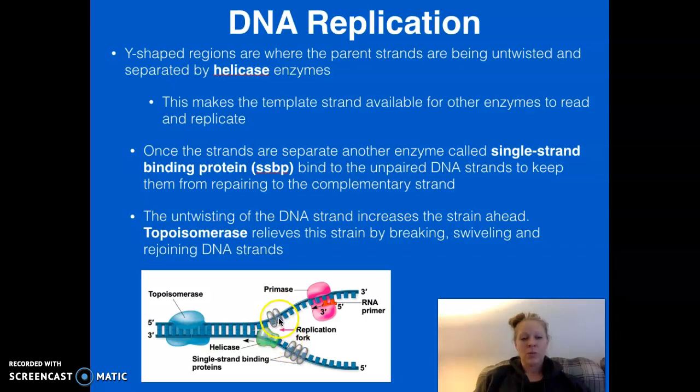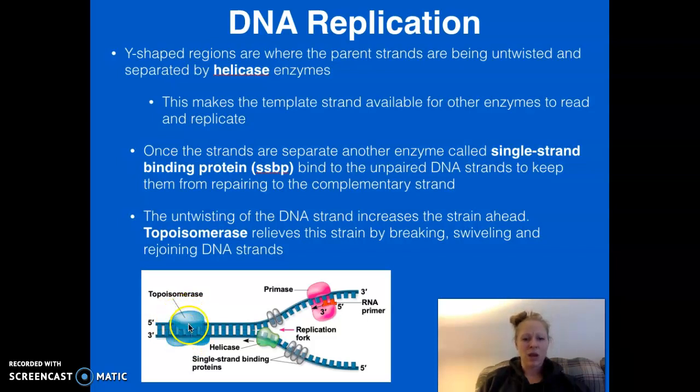So for a moment, they're going to be covered so that they don't reattach. And then we have topoisomerase over here. If you can picture a string, and you know how it's wound with other fibrils, and if you pull those little pieces of the string apart, you're going to create more tension further down the string. Topoisomerase is going to relieve the strain by breaking the DNA, swiveling it around, and rejoining the DNA strands to make sure that it doesn't get all knotted up.